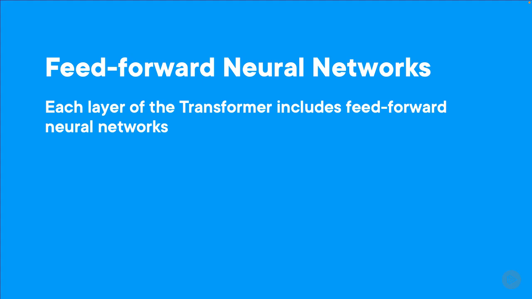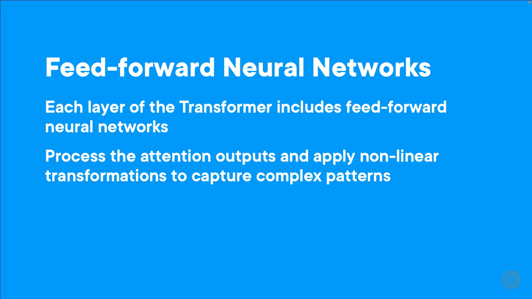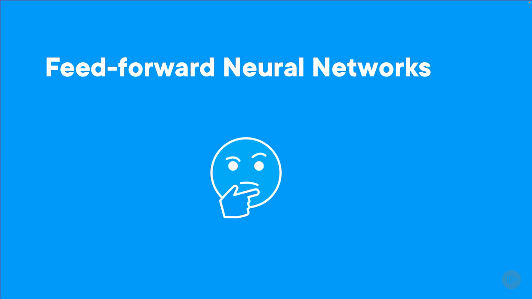Then each layer of the transformer includes feed-forward neural networks, which process the attention outputs and apply nonlinear transformations to capture complex patterns. They are like little decision-making machines inside the model. They help the model process and understand information. And yes, that was a lot to take. So let's use an analogy.